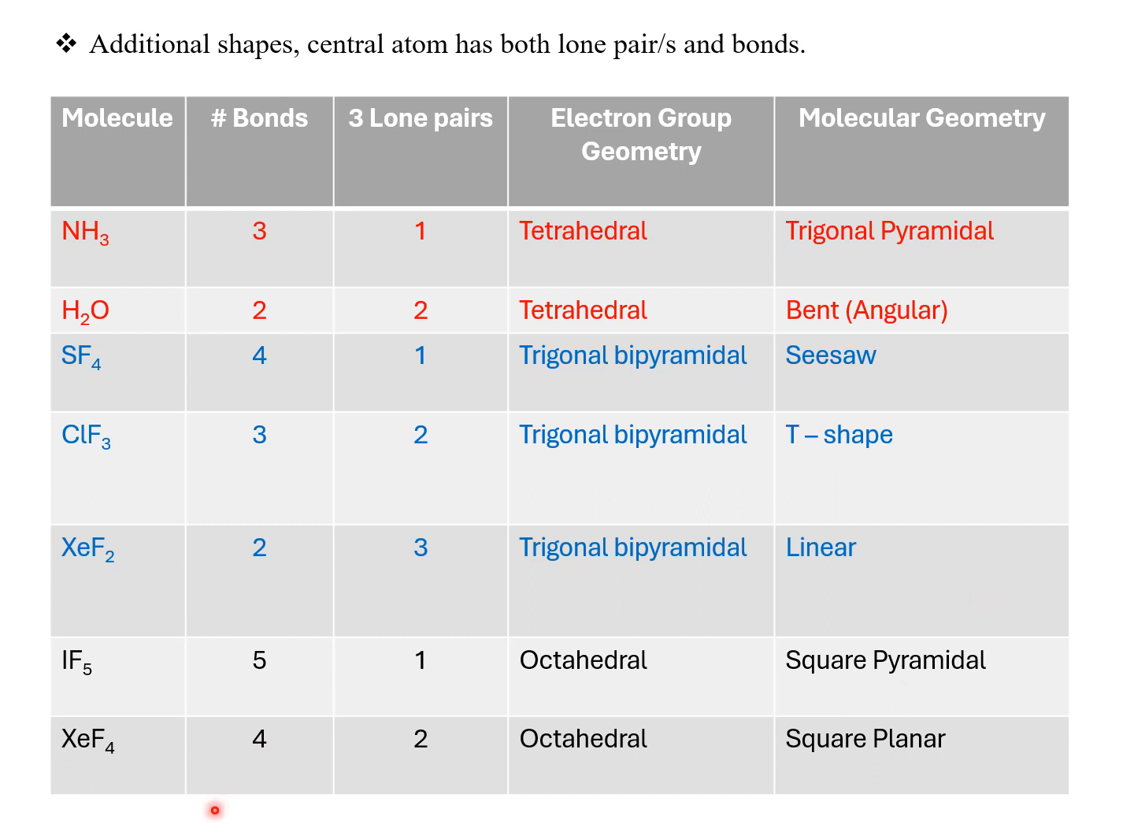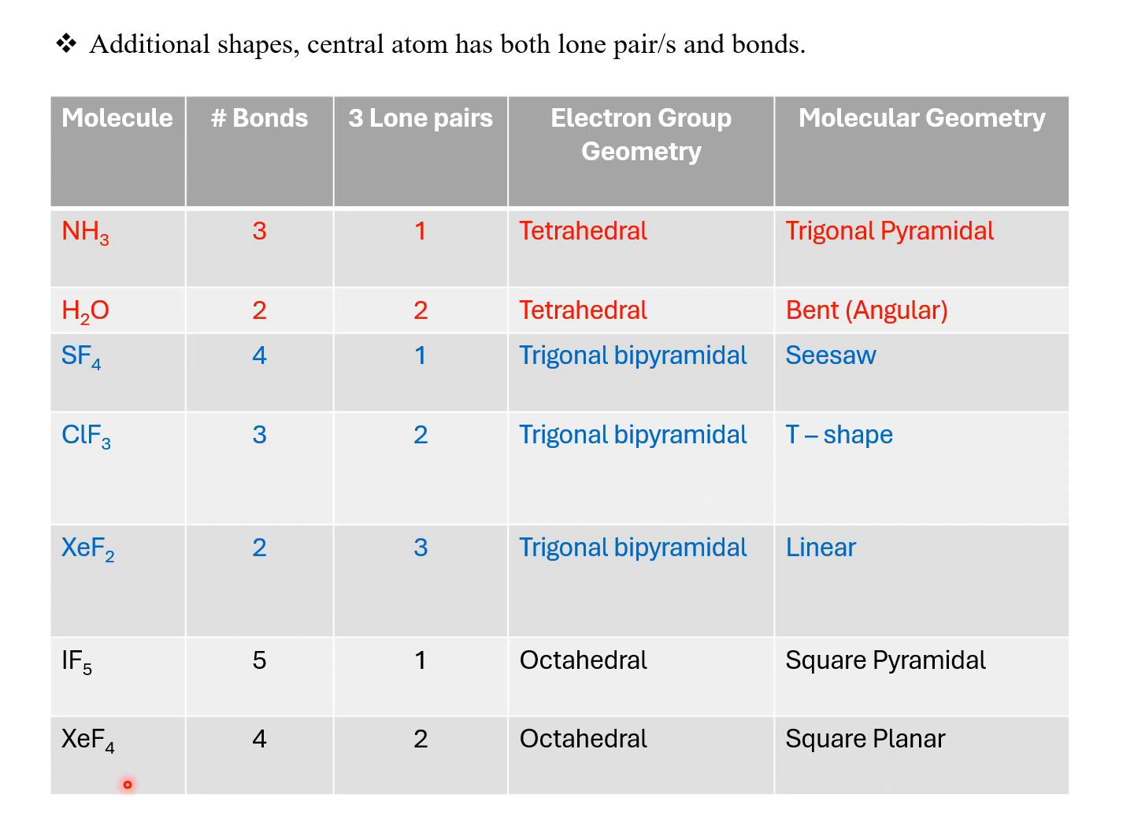So another bond is replaced with a lone pair, this time 4 bonds and 2 lone pairs. So it is octahedral electron group geometry. However, the molecular geometry is square planar. All 4 atoms here, XeF4, are on the plane of the square, and the other 2 fluorine atoms are above and below the plane.